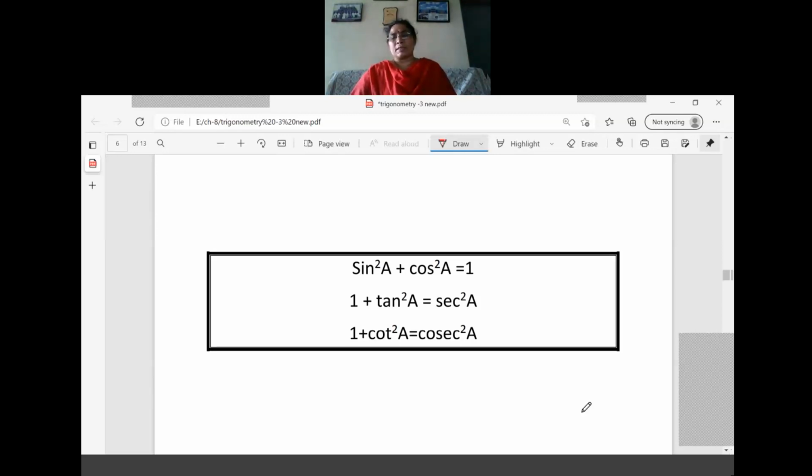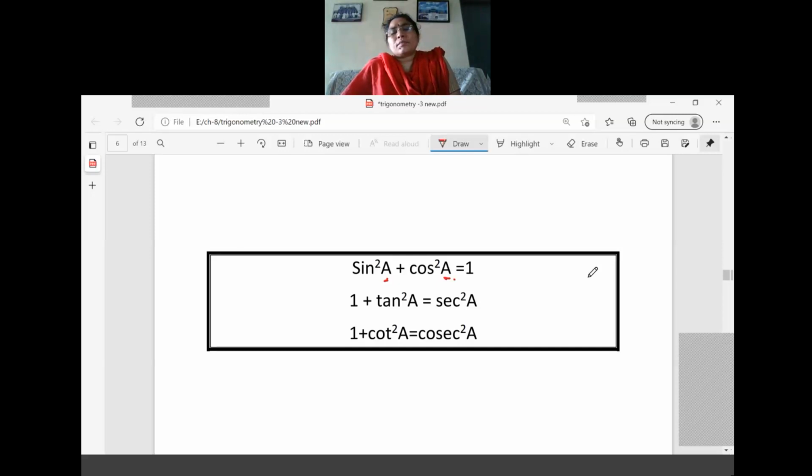We learned the three identities: sine square A plus cos square A equal to 1. So here, if you are mentioning A, here also it is A only. Here you are writing A, here you cannot write a C, right? So whatever angle you are writing, the same angle you should write for cos also. Suppose sine square 30 I am writing, it should be cos square 30. Sine square 60 I'm taking, then cos square 60 it should be.